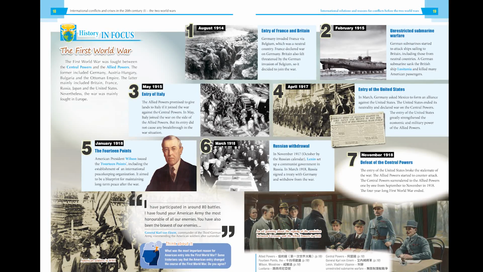7. November 1918. Defeat of the Central Powers. The entry of the United States broke the stalemate of the war. The Allied powers started to counterattack. The Central Powers surrendered to the Allied powers one by one from September to November in 1918. The 4-year-long First World War ended.